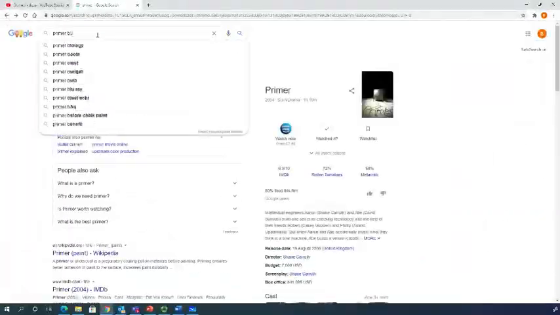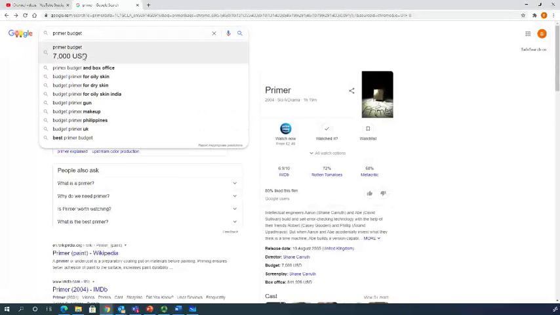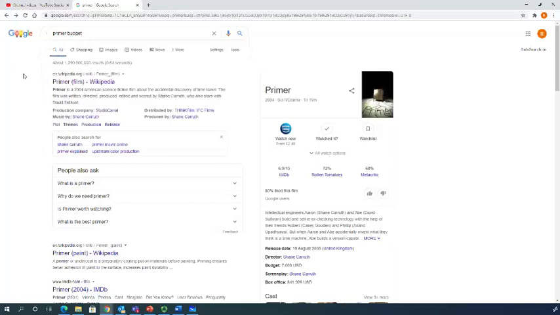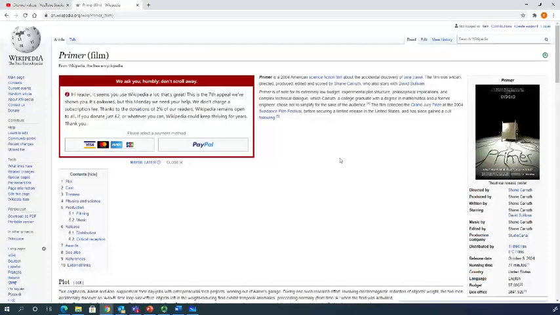Primer. Budget. 7,000 US dollars they made this film for. I mean, incredible that they're able to make the film for the amount of money that they did. And yeah, it's a time travel movie, and it's extremely complicated, and it's got a bit of a cult following. Some people have watched it like 40 times and tried to work out the exact, because it involved lots of people travelling back and then going forward again, and you're never quite sure what's happening. So it's quite good fun to try and work out what's going on.